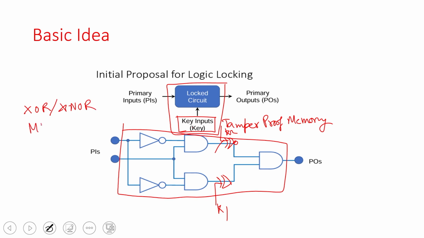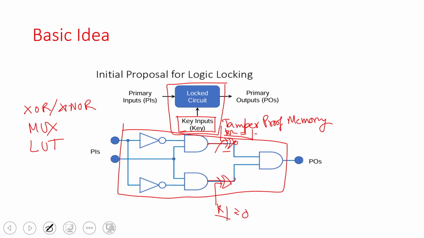I can use multiplexer or I can use LUTs. If you use an XOR gate, usually the key value is 0. If you use an XNOR gate, usually the key value is 1, because if I use K1 equal to 0, then this value will pass, right. And if you use K1 equal to 1, then the XNOR gate will basically pass the value only if it is 1. So, this is about the XOR XNOR gate.